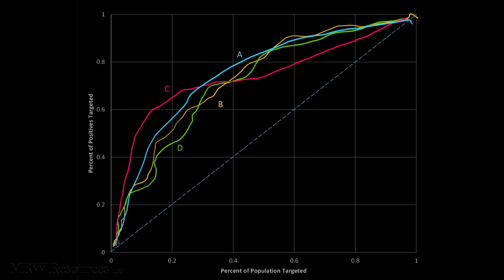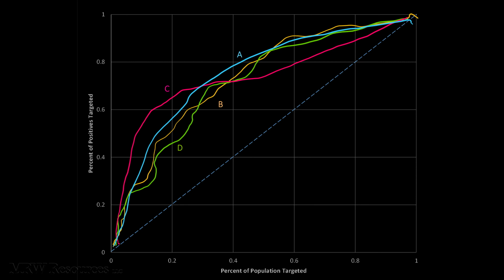We can calculate what we call lift by determining what advantage our model gives us over the baseline at a given percentage targeted. Lift tells us what kind of advantage the model gives us over our baseline, which would be random guessing. Lift should be above 1 to outperform that baseline.